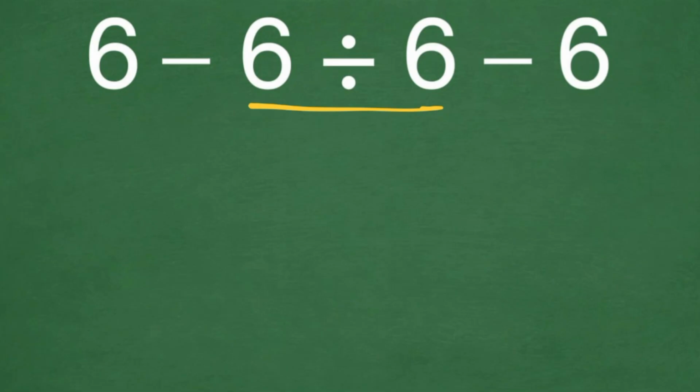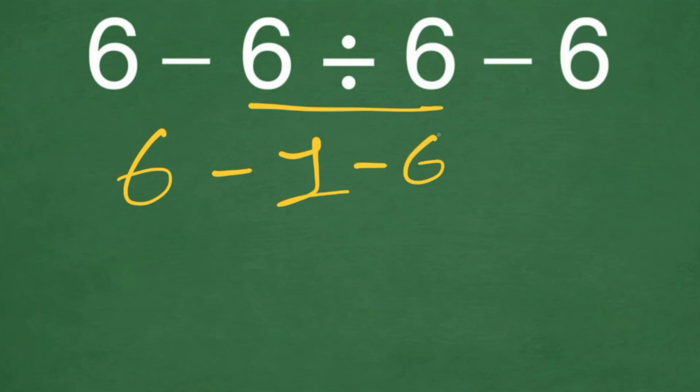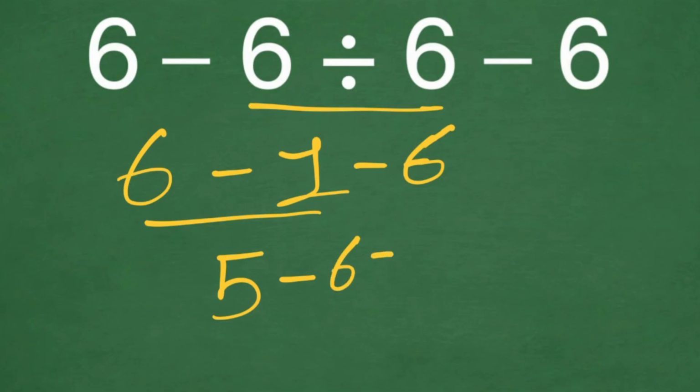So 6 divided by 6 gives us 1, and 6 minus 1 minus 6 is going to be the next equation we need to solve. 6 minus 1 gives us 5, and 5 minus 6 is equal to -1. So the final answer to this question is -1.